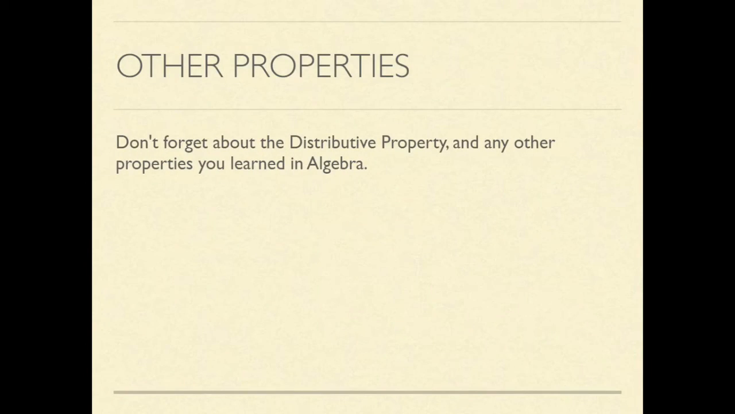Other properties. Don't forget about the distributive property and any other properties that you learned in algebra, because we will be using these to create proofs. Again, proofs ask you to provide justification, and all of these properties are going to be giving us the justification for our proofs.